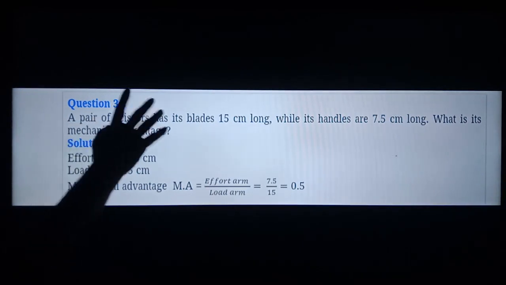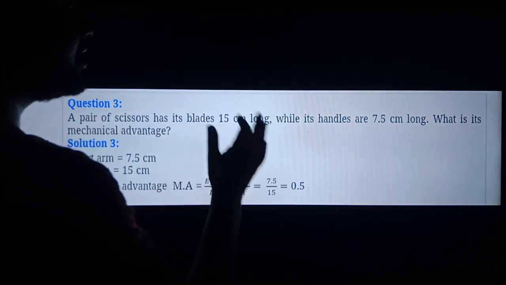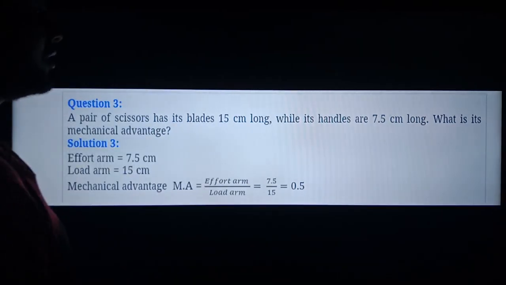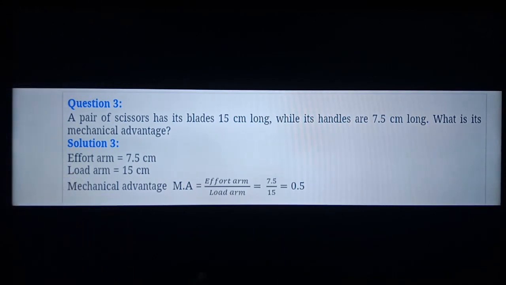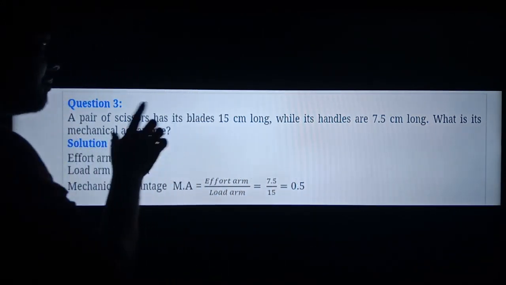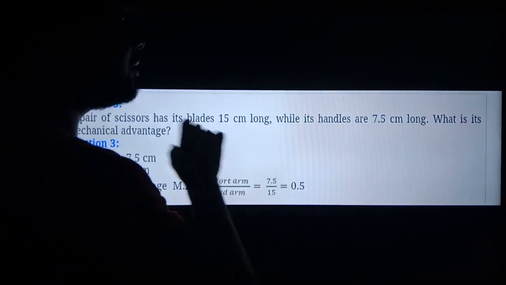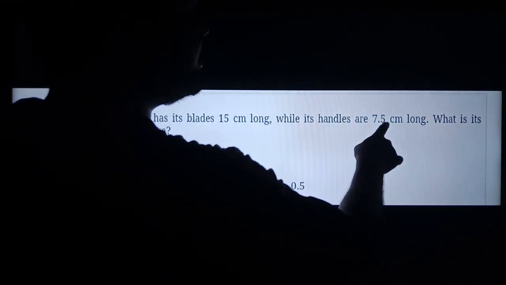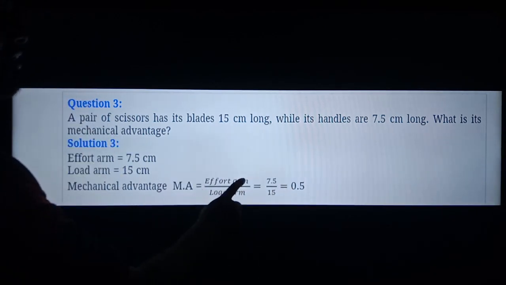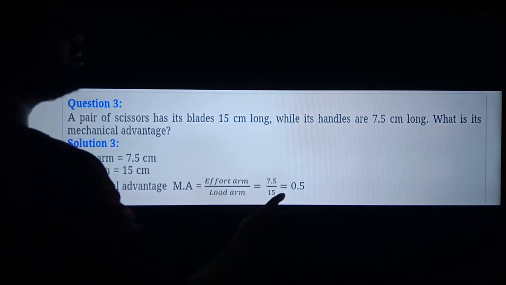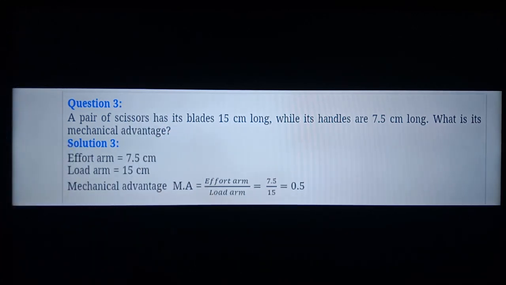It is given that a pair of scissors has its blades, and scissors belong to class first lever. Its blades are 15 centimeter long, so it is actually the load arm. Means the blade arm is known as the load arm. While its handles are 7.5 centimeter, it is the effort arm. What is its mechanical advantage? So the effort arm is 7.5 centimeter, the load arm is 15 centimeter. So the ideal mechanical advantage is effort arm upon load arm. So 7.5 divided by 15 is equal to 0.5. No unit. Let's see question number 4.